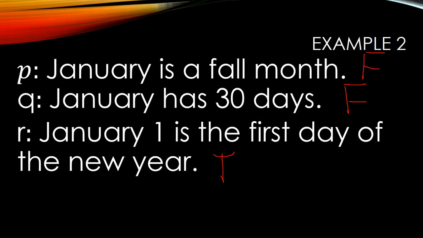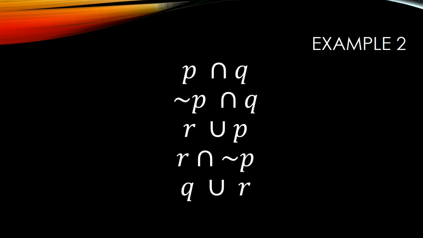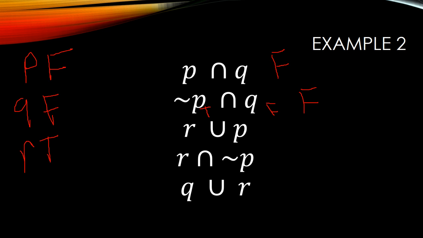So now, let's look at a list of compound statements and let's decide what's true and what's false. P is false. Q is false. R is true. So, P and Q. P is false and Q is false. So P and Q is false. P and Q is only true if P and Q are both true. Not P, since P is false, not P is true, and Q. Still, true and false is still false.